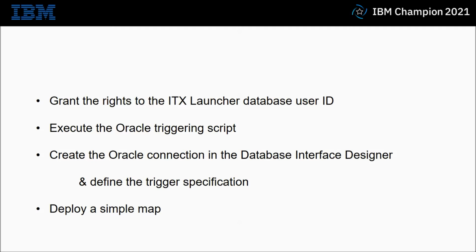The basic steps to get ITX 10 Launcher to work with Oracle and trigger are as follows. Grant the rights to the ITX Launcher database user ID. Then execute the main part of the Oracle triggering script. Then we will create an Oracle connection in the Database Interface Designer and define the trigger specification. Finally, we will deploy a simple map that should execute every time a table is updated or has rows inserted.